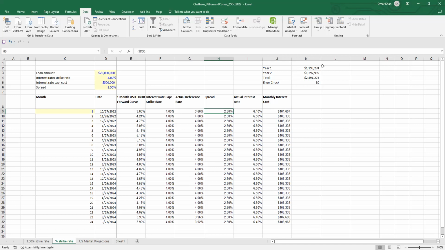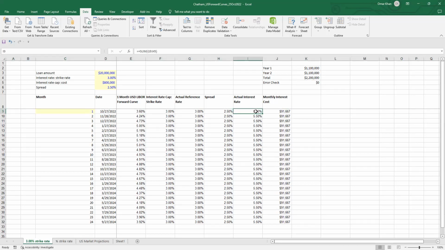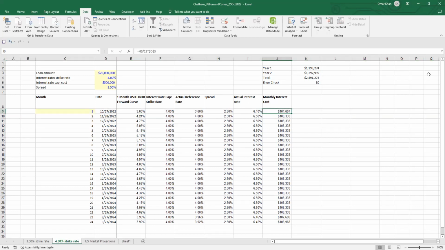So right now, if you think about it, just say in this month one, you were paying in the earlier scenario a 3% strike rate. This hypothetical investor sponsor was paying 5.5% interest rate, which is a monthly interest rate cost of $91,667. In this case, we have a 4.0% strike rate, and the cost jumps up from 91,667 to 101,607.